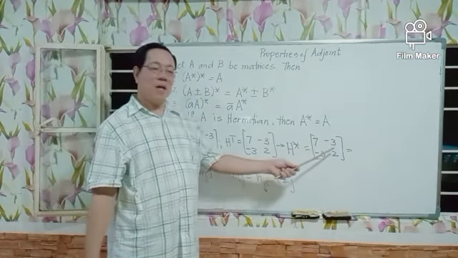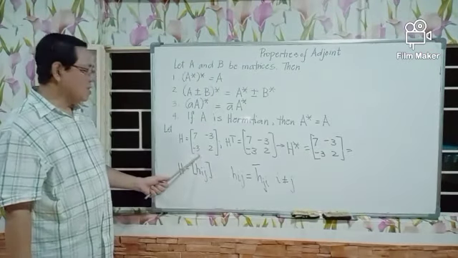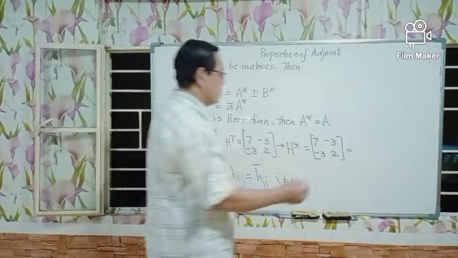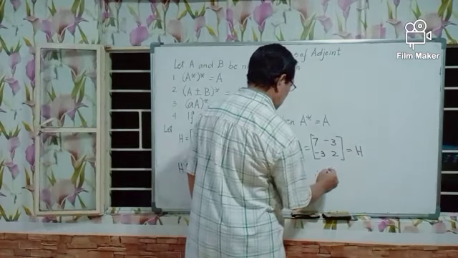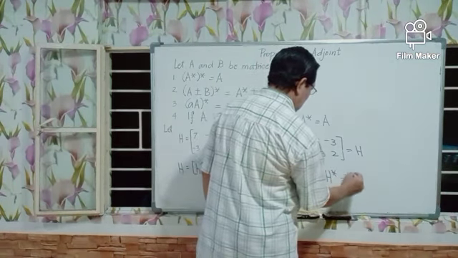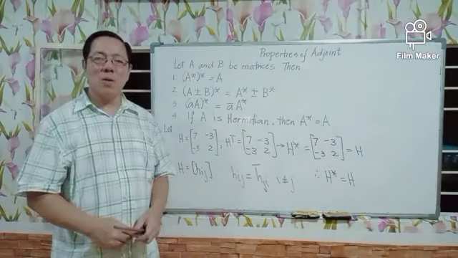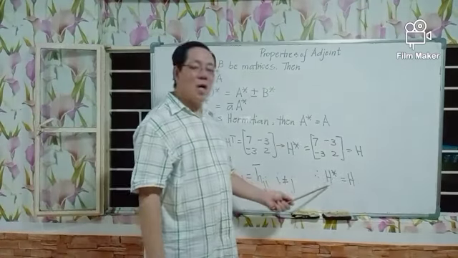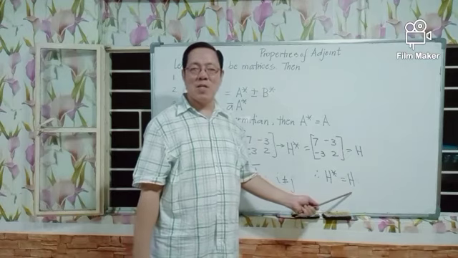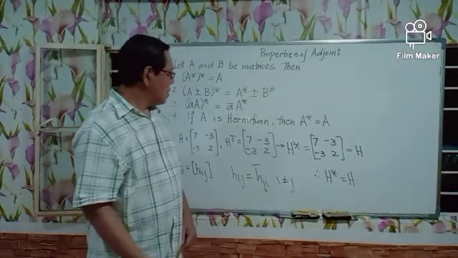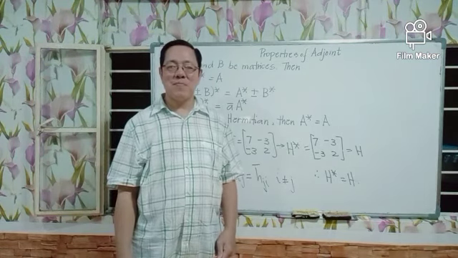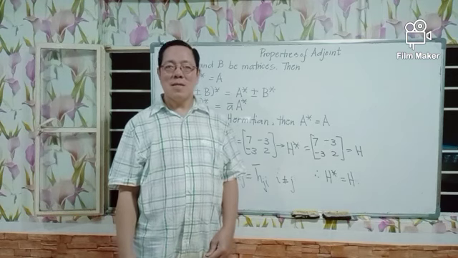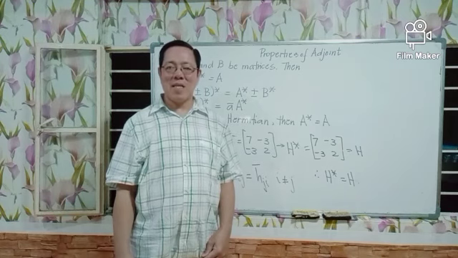But this matrix 7, negative 3, negative 3, 2 is the given Hermitian matrix H. Therefore, we have shown that if the given matrix is a Hermitian matrix, the adjoint of the Hermitian matrix is equal to the Hermitian matrix H. We now write more properties of transpose and adjoint, and we define skew matrix and skew-symmetric matrix.